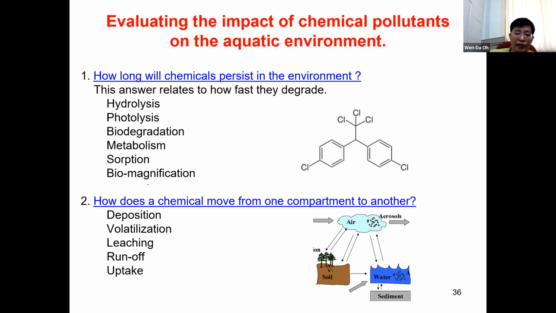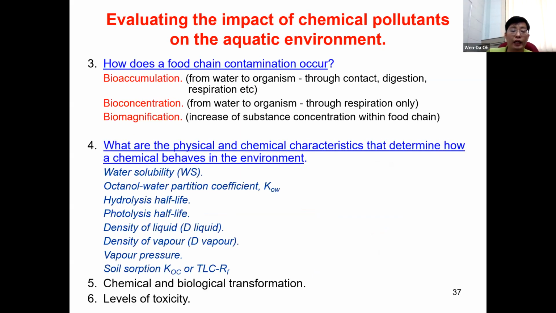Right? So we also look into how a chemical moves from one compartment to another. For instance, it can undergo deposition, volatilization, runoff, uptake, and so on. Right? This is related to the transport of the chemical. And we also talk about this food chain contamination, okay, when evaluating its impact. So if it's not in the food chain, of course, it's safer, right? But if it's in the food chain, we want to know what is the extent of accumulation, what is the extent of depuration of that organism, and we want to understand bioconcentration and biomagnification, right?